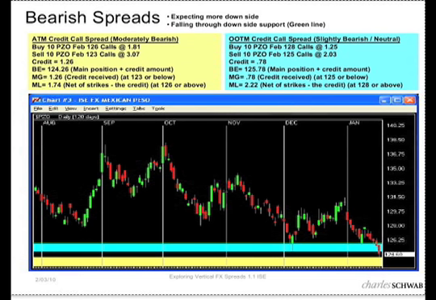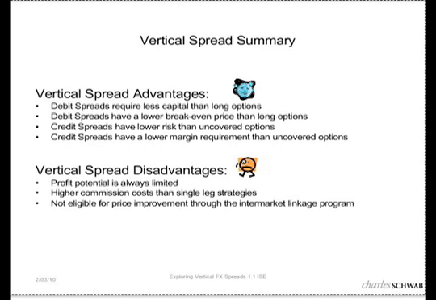So let's summarize on this. Vertical spreads, what are the advantages? Well, debit spreads specifically will always require less capital than long options. All of the spreads we talked about were how to take a position because I'm bullish, or how to take a position because I'm bearish. If you use a debit spread, it will always cost you less than, if you're bullish, buying a call option or selling a put option, right? Either of those things can happen, but it can be kind of expensive.